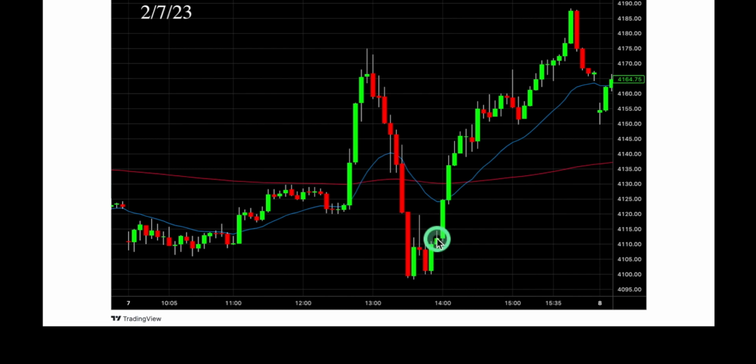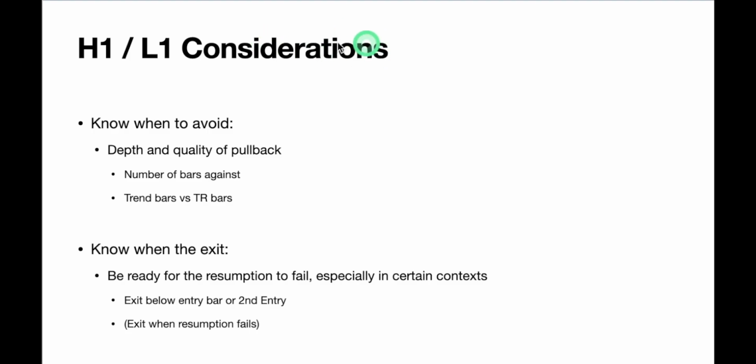It's a bull bar and then follow through. So when you're at the bottom of a trading range day and you get that, you have to be a lot more careful and know when to exit those trades. So, high 1 and low 1 considerations. You have to know when to avoid them. So the depth and the quality of the pullback is important.